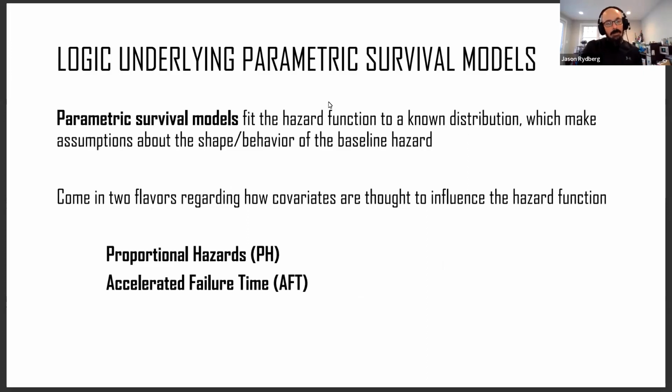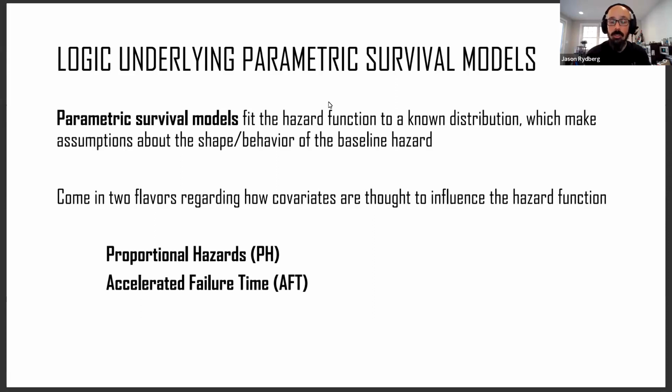So what parametric survival models do is they fit the hazard according to some known distribution, which allows us to make some assumptions about the shape and behavior of the baseline hazard, describing it through the use of different parameters that are tied to these different distributions. And these parametric survival models have two different flavors that we can use.